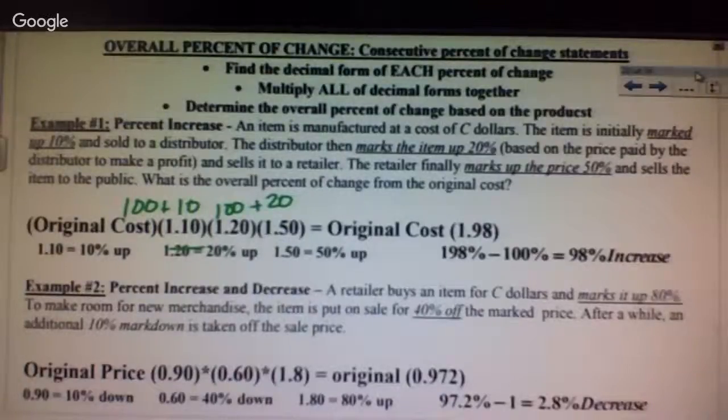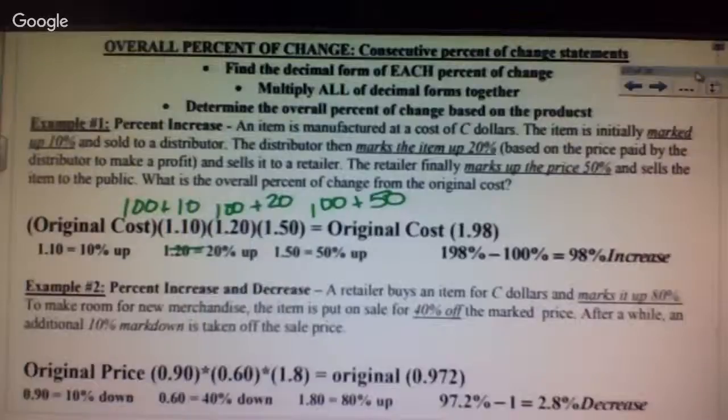Then they're marking up 50%. So we're adding 50 to 100. So it's being marked up, and marked up. You're paying way over cost. Okay. When I multiply the three of those together, I get 1.98, which means I'm 98% over 100. Therefore, I am 98% increase on your price. Okay, that's a big increase.